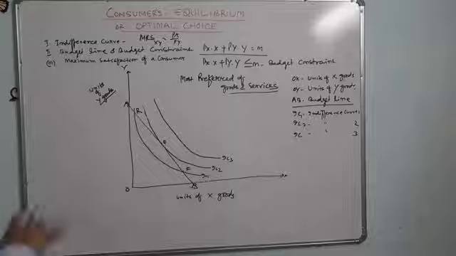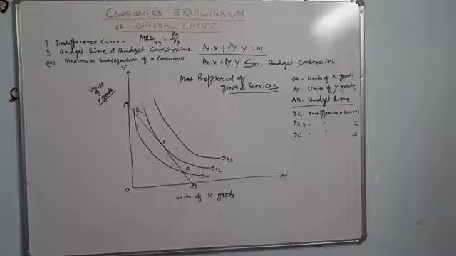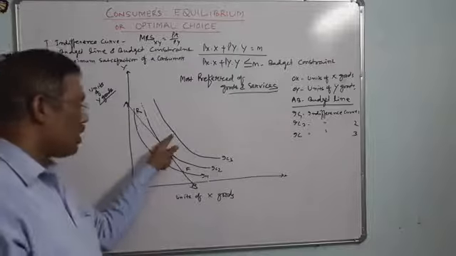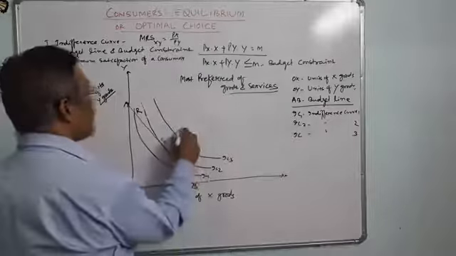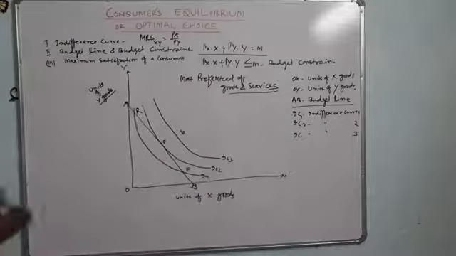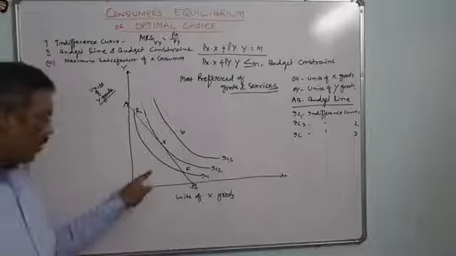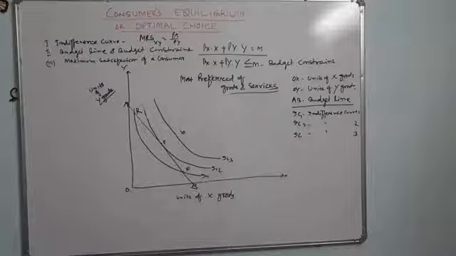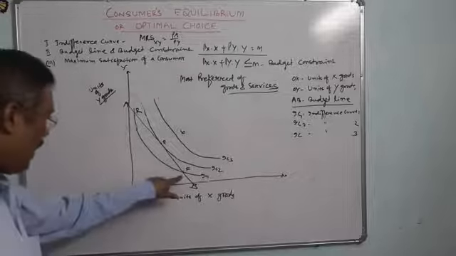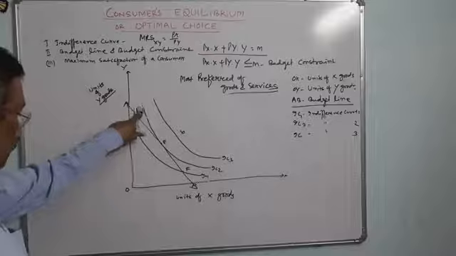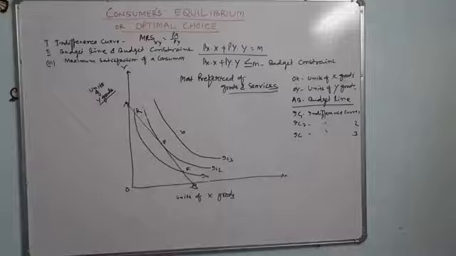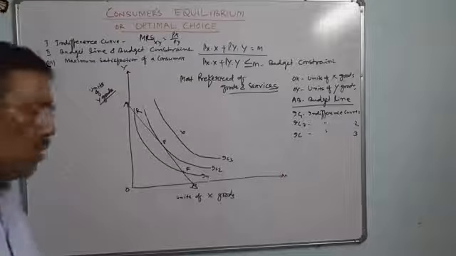Now, the question arises, which point will be the consumer's equilibrium? We can leave out indifference curve 3 because our budget line does not intersect that indifference curve. So that leaves indifference curve 1 and indifference curve 2. On these two curves, one point is R, another point is F, and in the case of indifference curve 2 the point is E. These are the 3 points of intersection of the budget line.